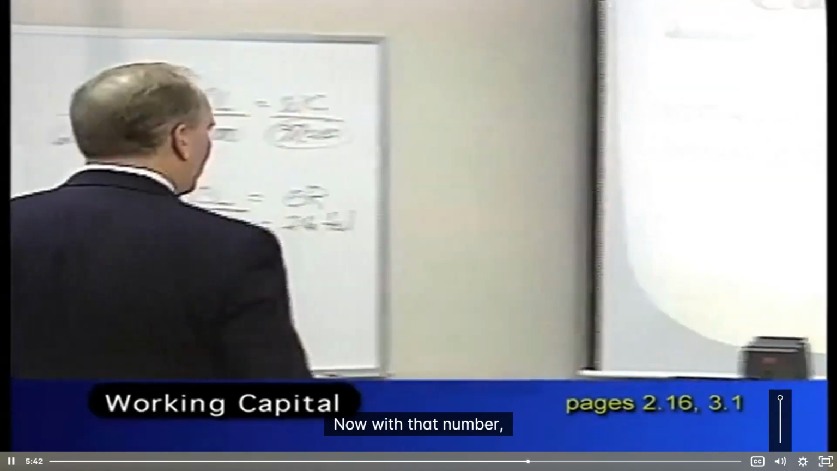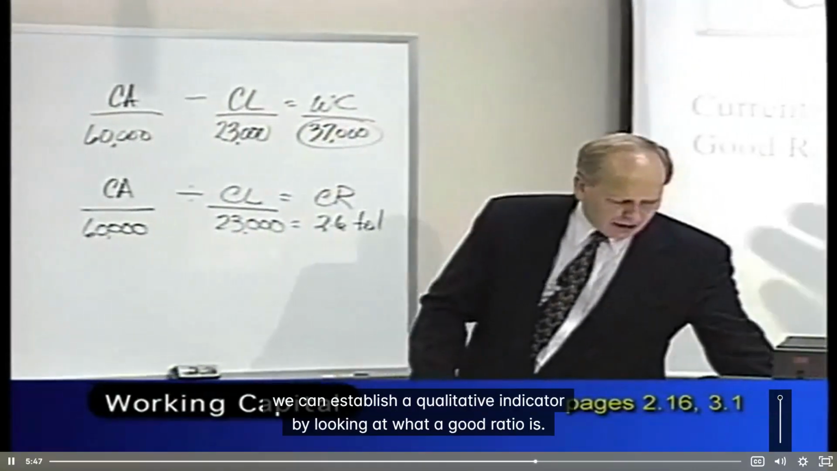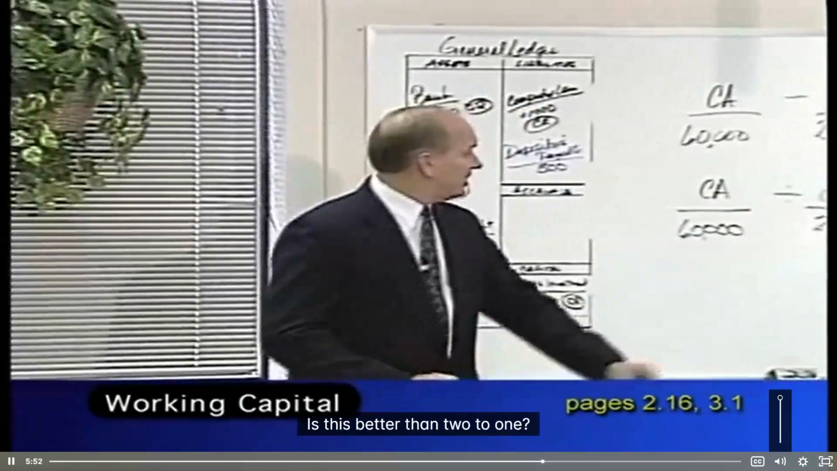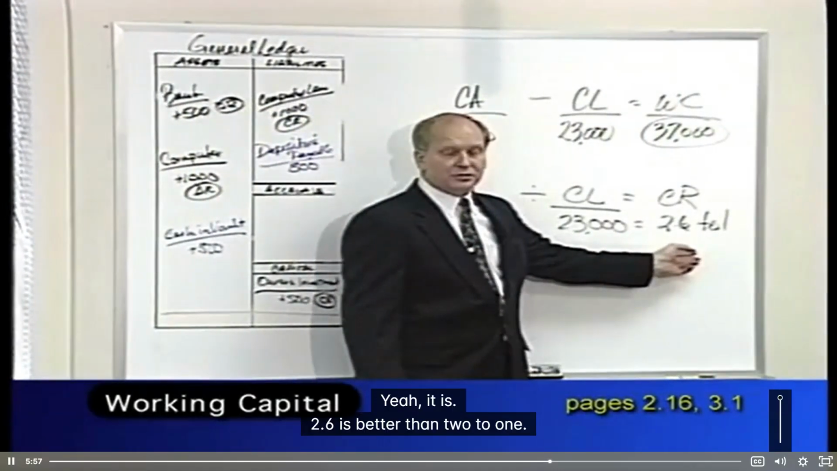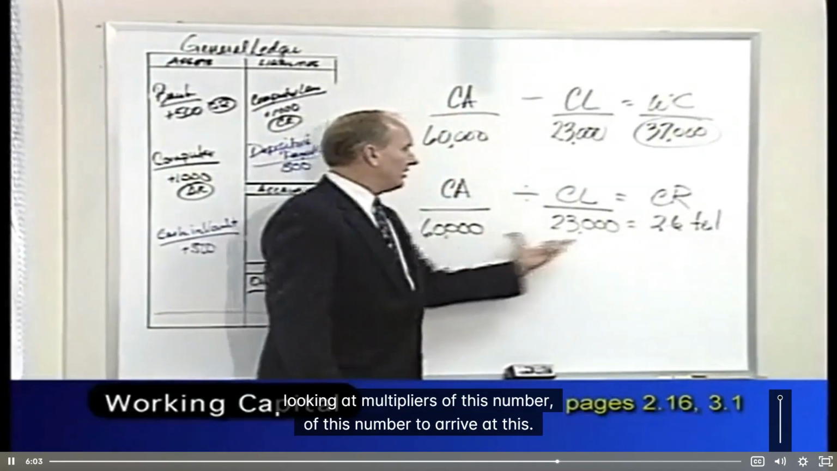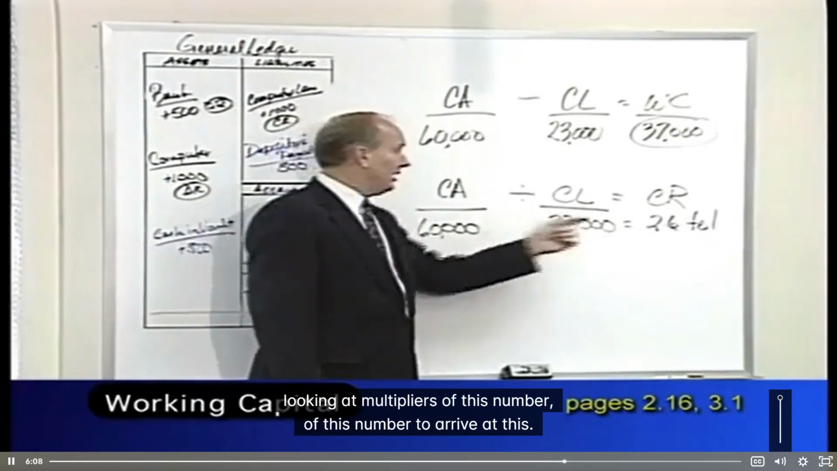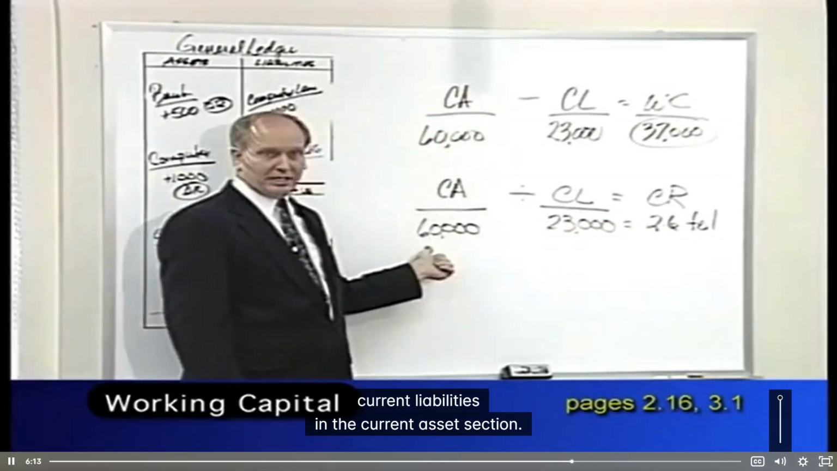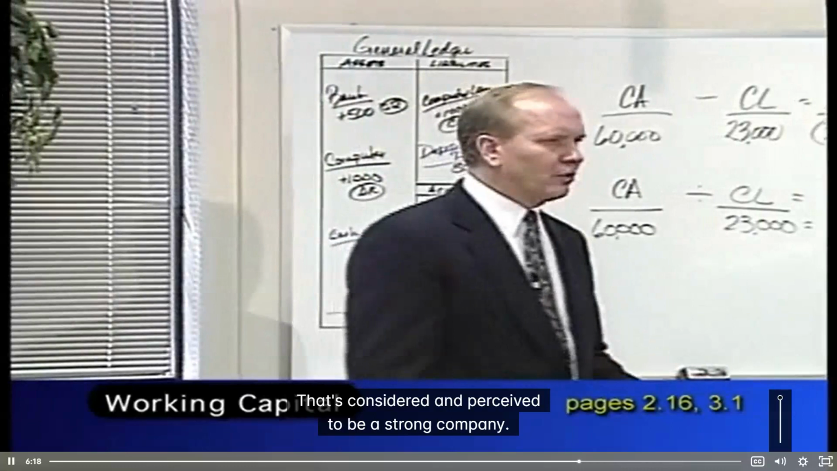Now, with that number, we can establish a qualitative indicator by looking at what a good ratio is: 2 to 1 or better. Okay? Is this better than 2 to 1? Yeah, it is. 2.6 is better than 2 to 1. And so what we're looking at is multipliers of this number to arrive at this. And this says that we've got 2.6 times our current liabilities in the current asset section. Okay? And so that's good. That's considered and perceived to be a strong company.